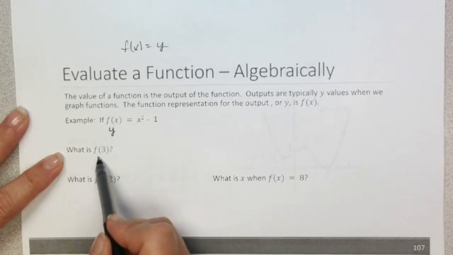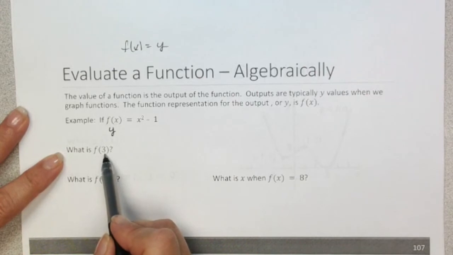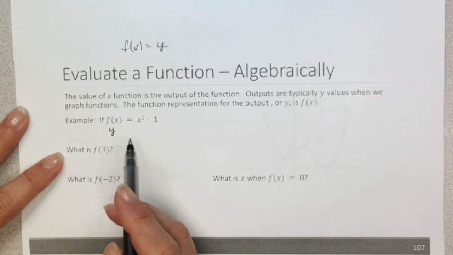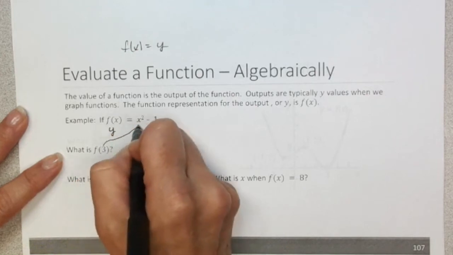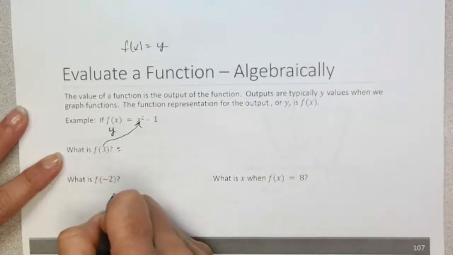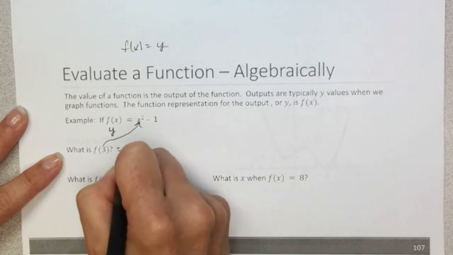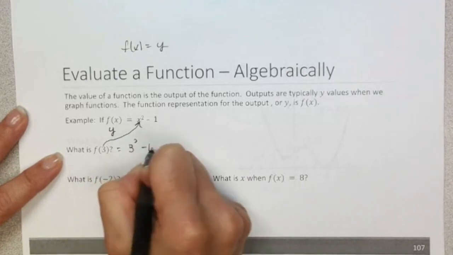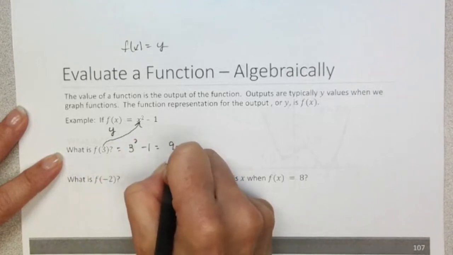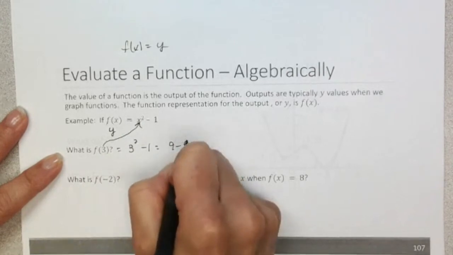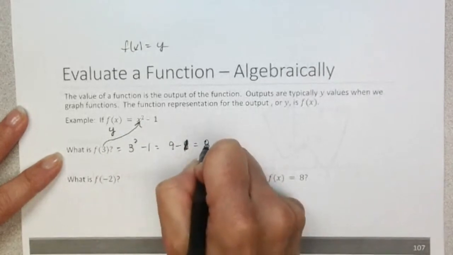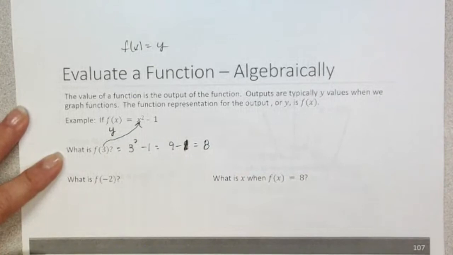3 is being replaced for the x, right? I want to find what output I get from this function when 3 is the input, or what y will correspond with 3 as an x. So how do I find that? Let's put that 3 right in there. F of 3 is going to be not x squared, but 3 squared minus 1, or 9 minus 1. Oops, 9 minus 1, of course, that's 8. My hand got a little bit ahead of my mouth there, didn't it?